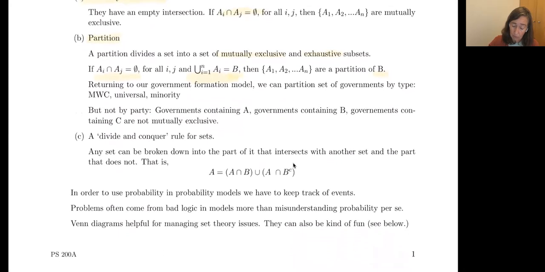All right. Final related idea, I call it a divide and conquer rule. We're going to see a bunch of divide and conquer rules because this basic logic is going to appear with probabilities and expected values and probably some other places as well. But just right now, thinking about sets, for any set A, you can always partition A in terms of B. A always equals the part of A that intersects B union the part of A that does not intersect B. So I'm just drawing one little Venn diagram here, A and B.